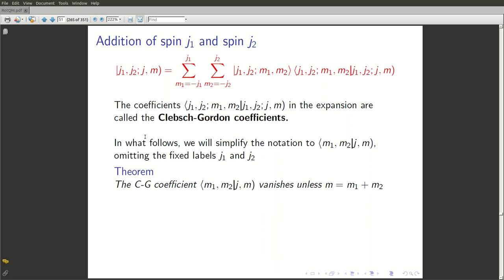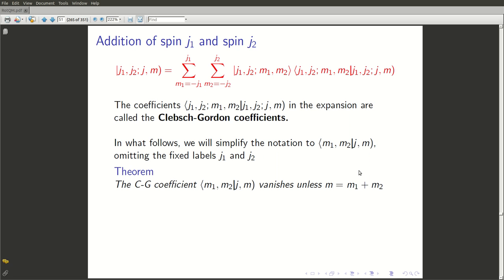So one very important theorem about the Clebsch-Gordan coefficients is that this coefficient, <m1, m2 | j m>, must vanish unless something very simple happens. Unless the m label here, which remember is the eigenvalue of Jz, and these m1, m2 labels, which are respectively eigenvalues, up to a factor of h cross of course, of J1z and J2z, obey a rather obvious relationship: m is m1 plus m2.